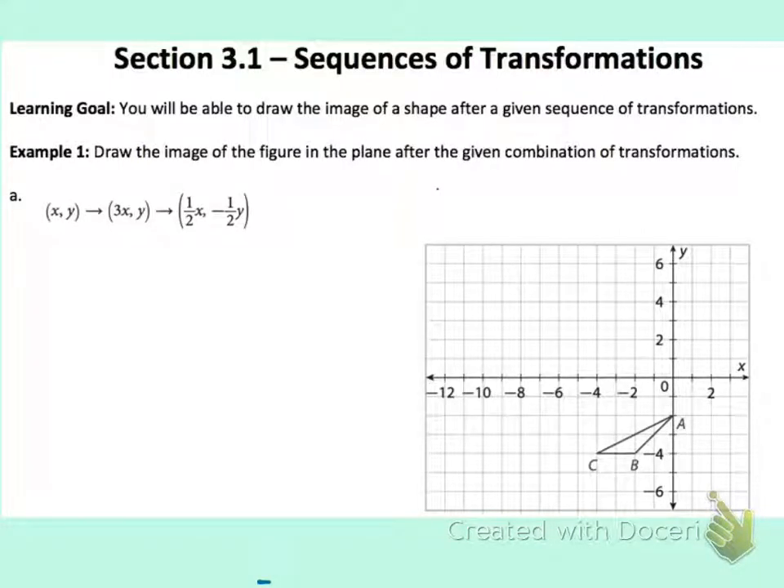This is Mrs. Brunk again, and we are going to be continuing our study of transformations in this next module. And today, specifically, we're going to focus on sequences of transformations.